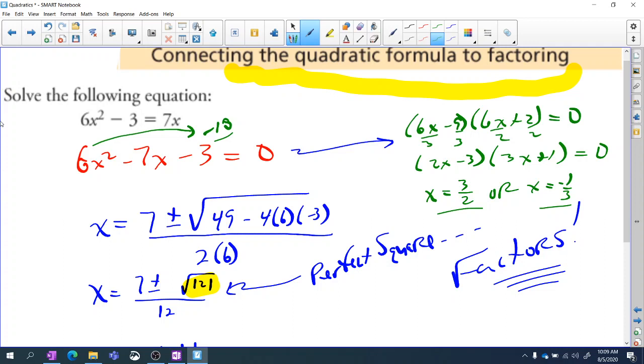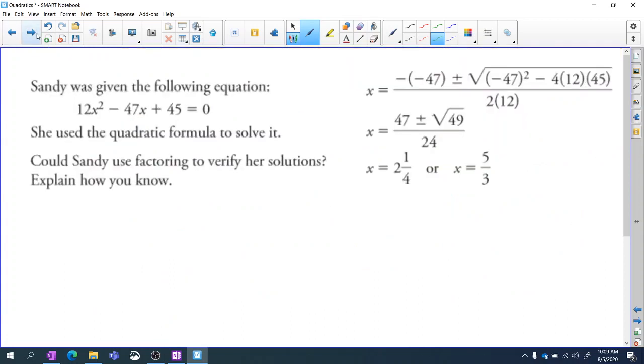Okay, so that is a good look at how to use the quadratic formula. This is just a quick example. So this was a student. They said this was their work for the quadratic formula. It says she used the formula, got these answers. Could Sandy use factoring to verify her solution?